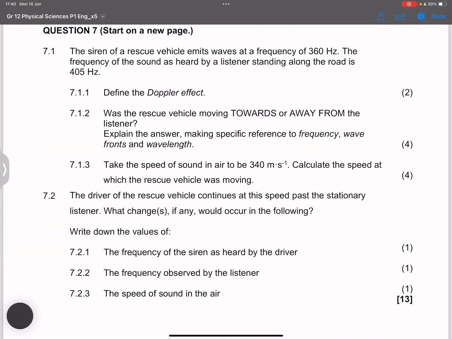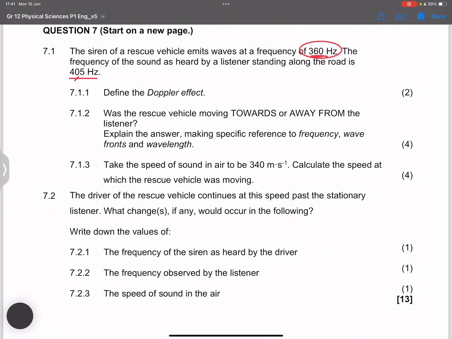And now we're off to question 7. They say to us, the siren of a rescue vehicle emits waves at a frequency of 360 hertz. The frequency of the sound heard by a listener standing along the road is 405. So we notice there that the detected frequency is higher than the emitted waves. So that does tell us that maybe the rescue vehicle is moving towards the listener.